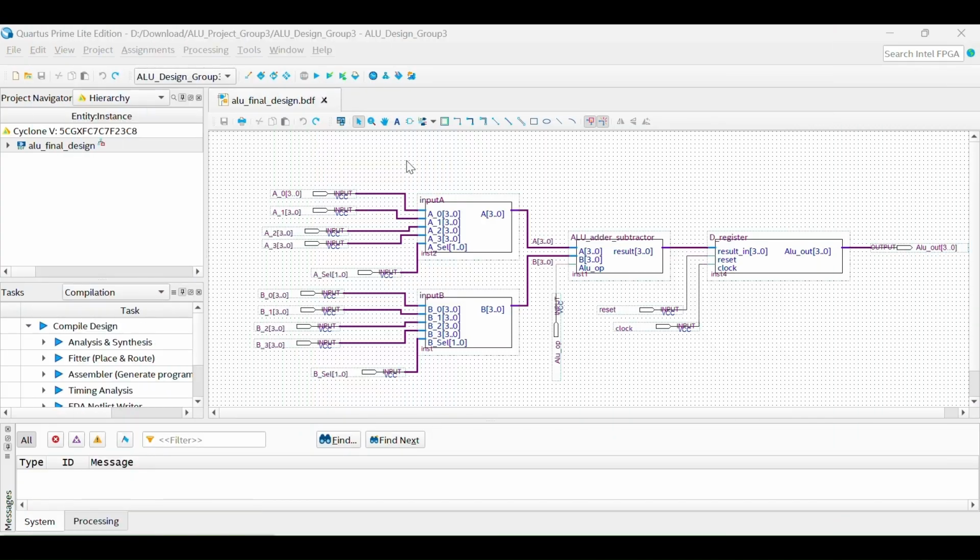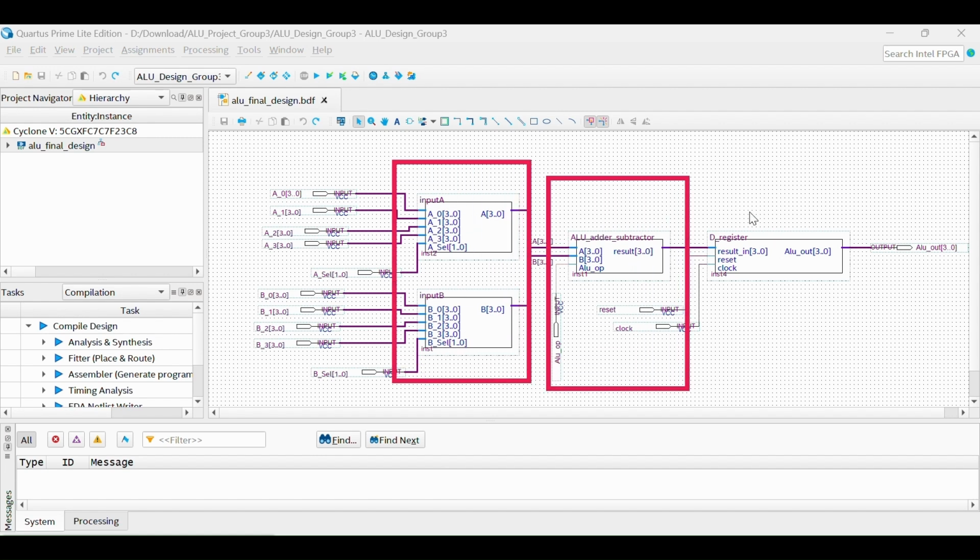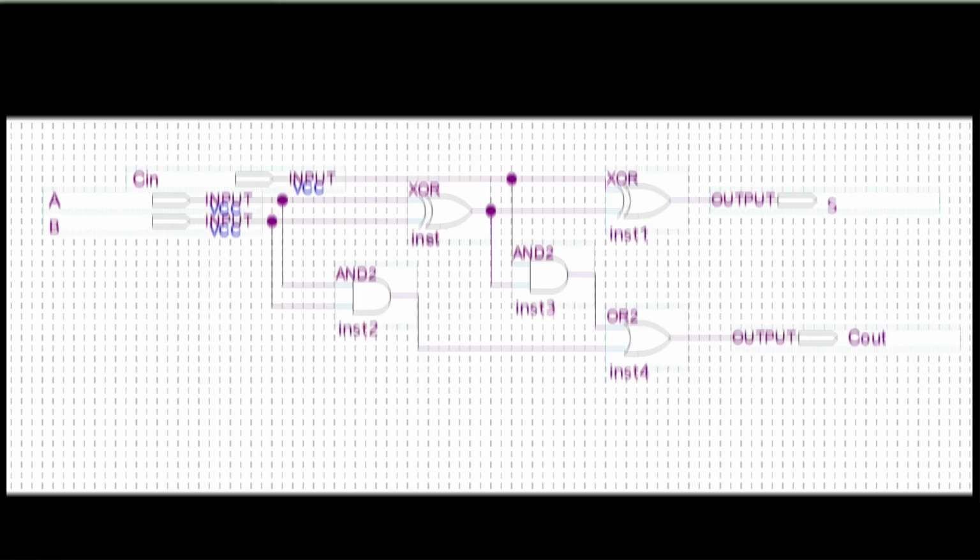Assalamualaikum, my name is Ahmad Shukri bin Shamsul, also part of Group 3, and what's shown in front of you is the ALU design that we have created using Quartus Prime software. For now, we are going to explain the most important part of this ALU, which is the adder and subtractor partition. There's also the part where it accepts multiple inputs, and the final part, which is the D register, which is going to produce a final output at each clock cycle.